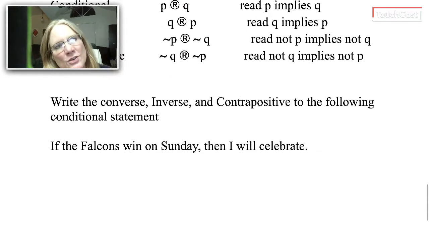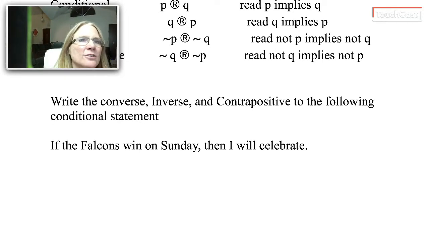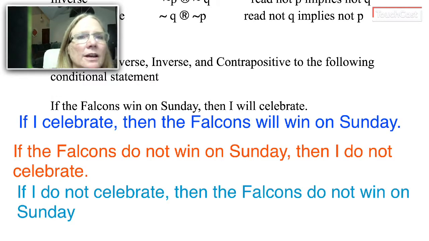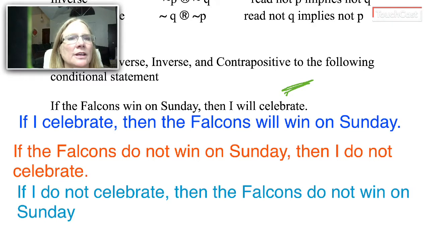So let's try this. We're going to write the converse, inverse, and contrapositive to the following conditional statement. Pause the video for a minute and you write this. I'm going to pause mine. Okay, I hope you got this. Now, the conditional was this first statement. If the Falcons win on Sunday, then I will celebrate.